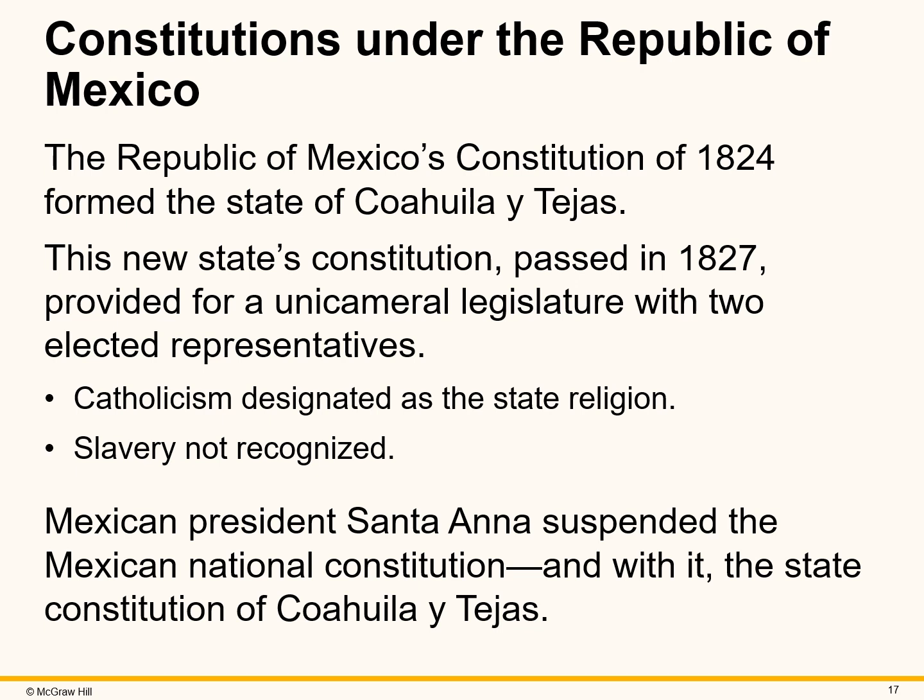Constitutions under the Republic of Mexico. The Republic of Mexico's Constitution of 1824 formed the state of Coahuila y Texas. This new state's constitution passed in 1827 and provided for a unicameral legislature with two elected representatives. Catholicism was designated as the state's religion.